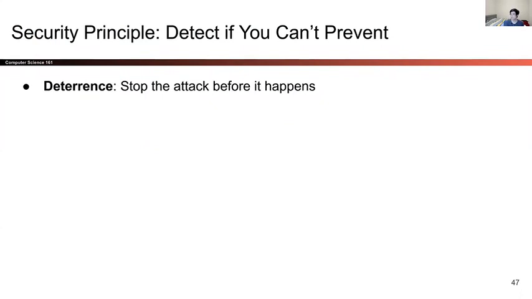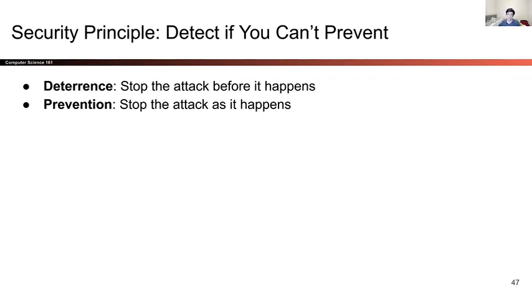We have a couple definitions here. Deterrence is to stop the attack before it happens, so that's this placing the sign outside. Prevention is stopping the attack as it happens. So, for this house, I might install security bolts and install a really secure lock. And this is stopping the attack while it's happening rather than preventing it before it's happening.